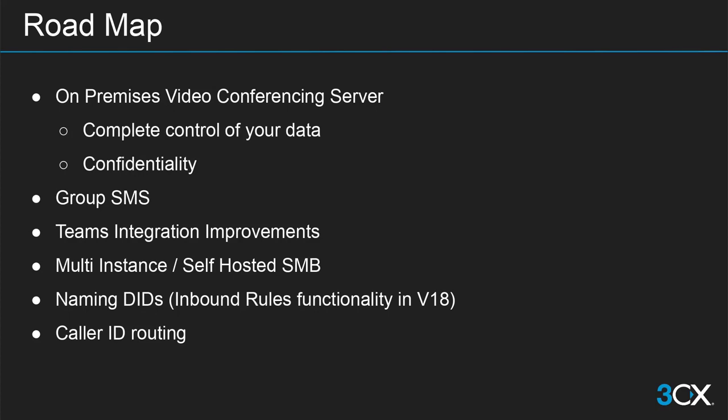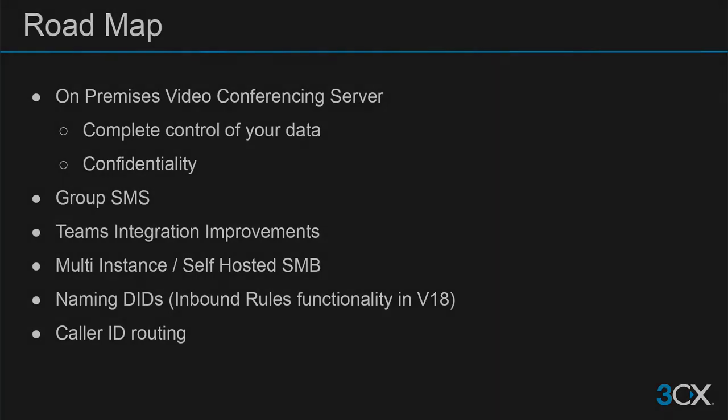The inbound rules from version 18 have been deprecated. The DID routing is now going towards the destination, as we mentioned earlier on. But one of the functionalities of the inbound rules was the ability to give a name to the DID, so it makes it easier to see which DID was dialed when you answer the call on the screen of your phone. The naming of the DIDs will be coming available as well. The ability to route calls based on caller ID will also be coming.